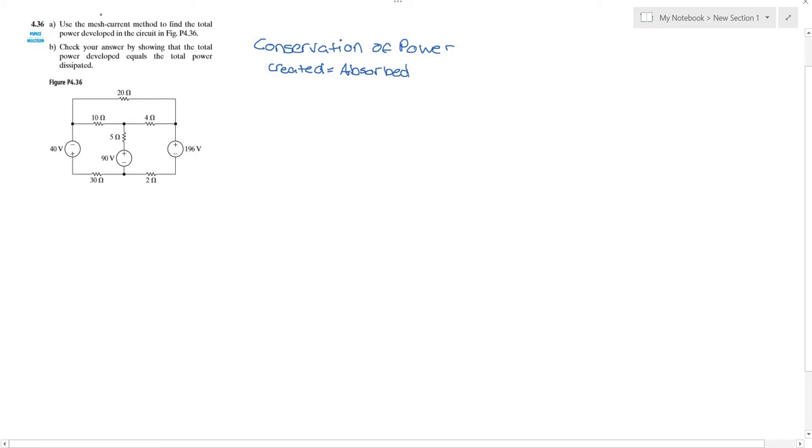So the way they want us to solve this specific problem is actually the mesh current method, which in my opinion is my favorite method. Essentially, we're going to choose meshes to solve for the current, and once we have the current, we're going to solve for power, because the equation for power is P equals V times I, correct? And power can also be solved with P equals I squared times the resistance.